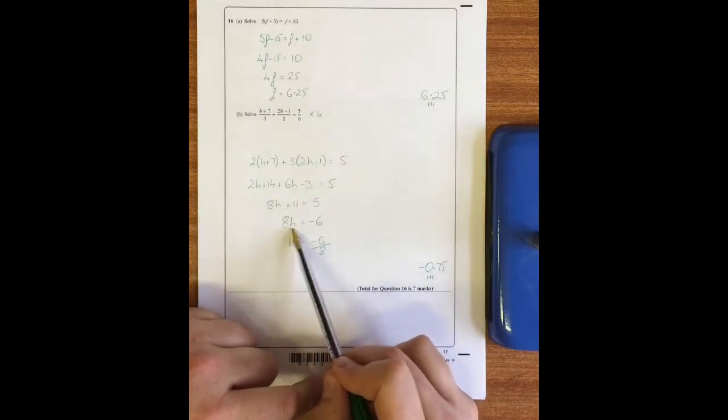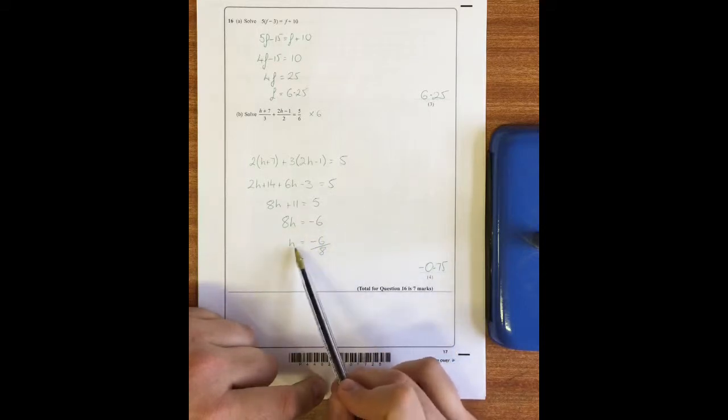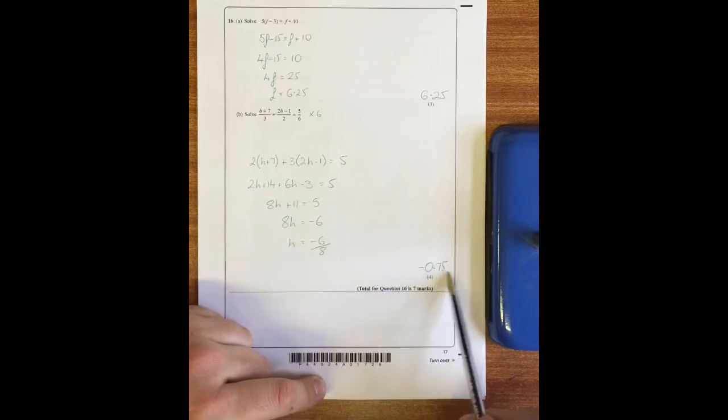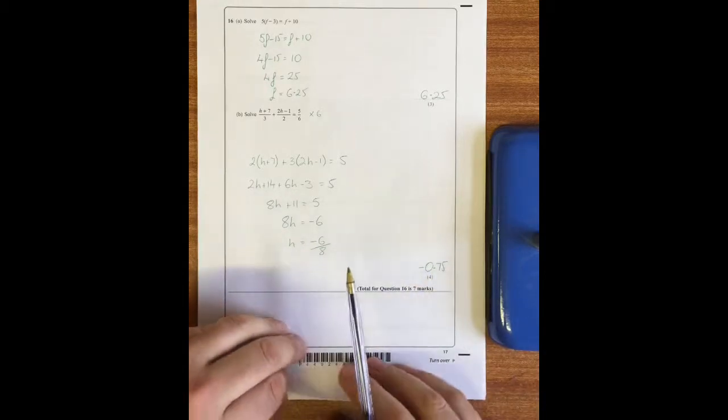Take 11 off both sides, I get 8h equals minus 6. Divide by 8, h equals minus 6 over 8, which is a perfectly fine answer. But you can write that as minus 0.75.